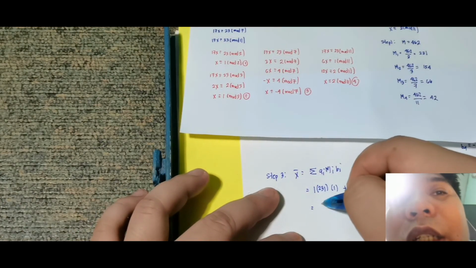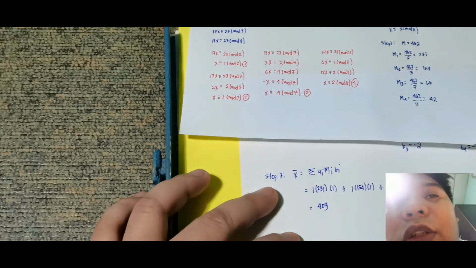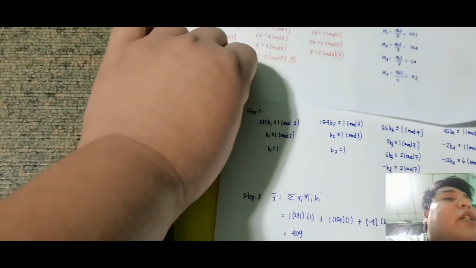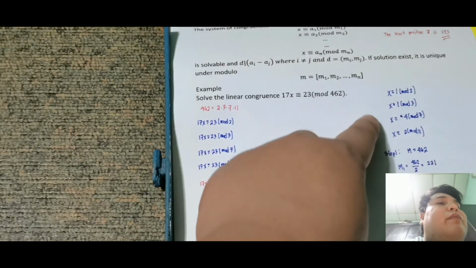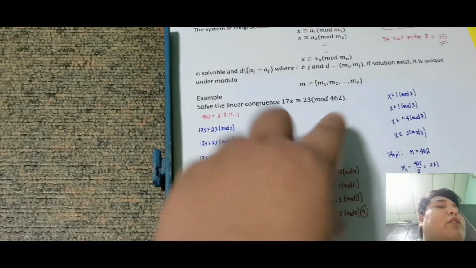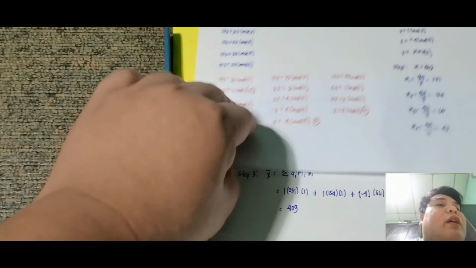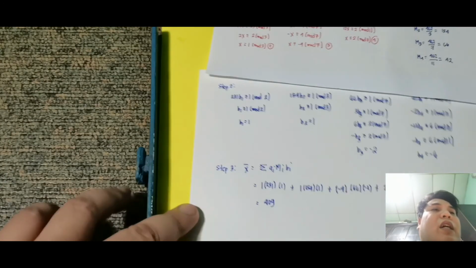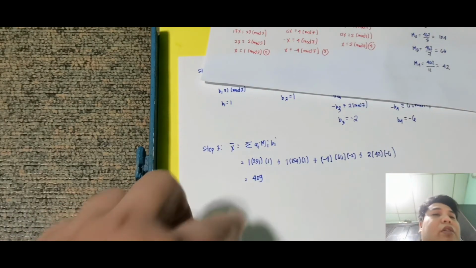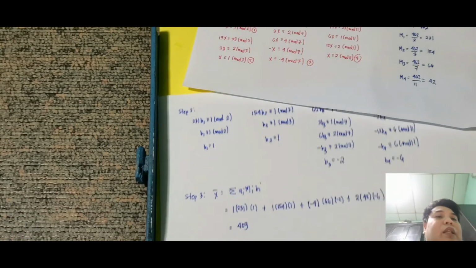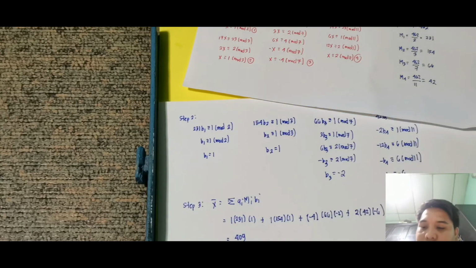So ikaw na lang mag-check. This is 409. Saan galing yung a sub i ko? Dito galing yung a sub i natin, kasi sa inyo na simplify natin. Yan yung system of linear congruence. Haba kasi talagang solution. So therefore, this is 409. Ngayon, ang congruence natin is x congruent to 409 mod 462.